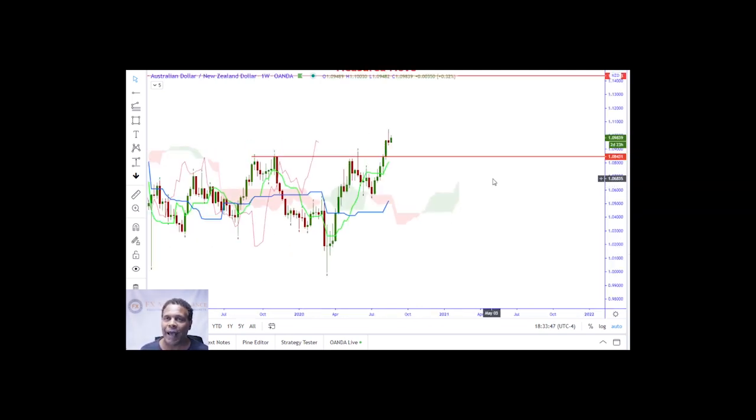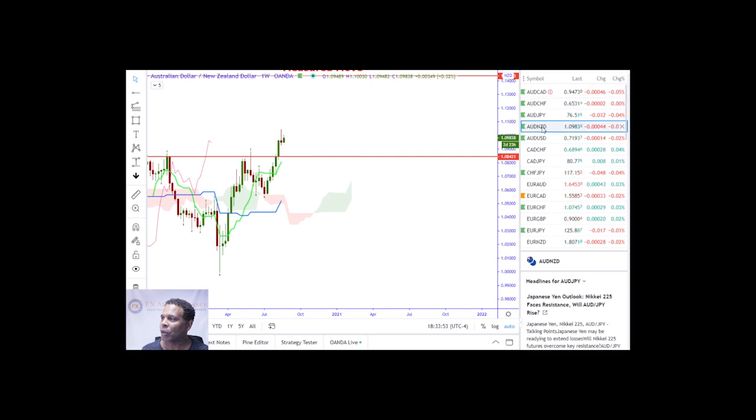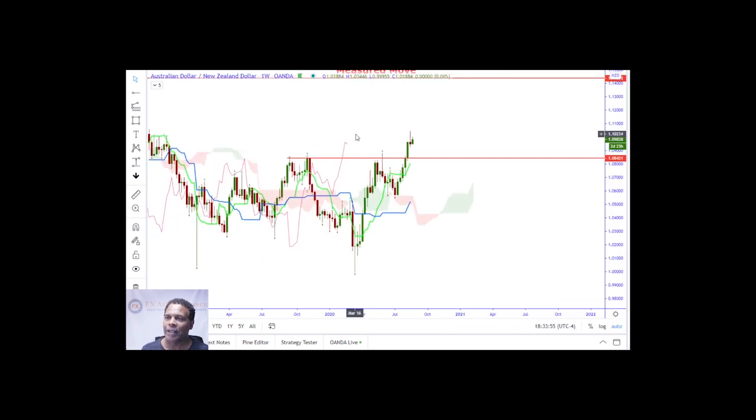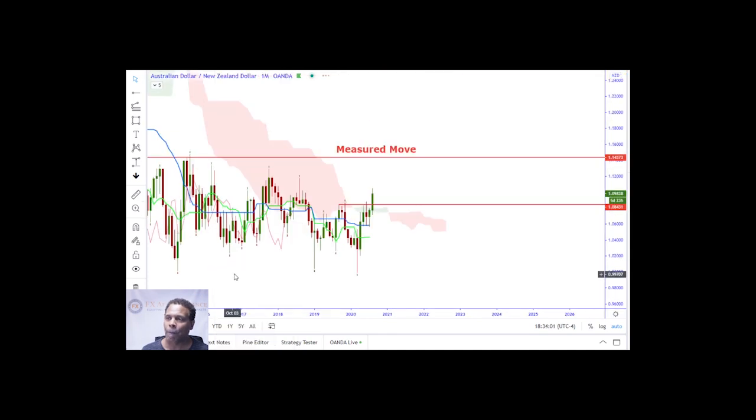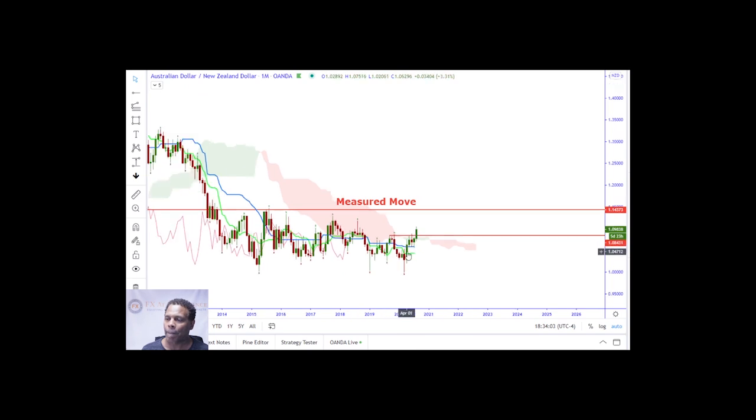All right, so looking at the Aussie New Zealand dollar, is that one that I wanted to look at? Let me make sure. Yeah, that's the one. And what I wanted to show you guys, let's go to the monthly first. All right, so this is the monthly. We're breaking out of this level. I think the market's flat here. So what I see, just looking at the market here, is I think it's flat.